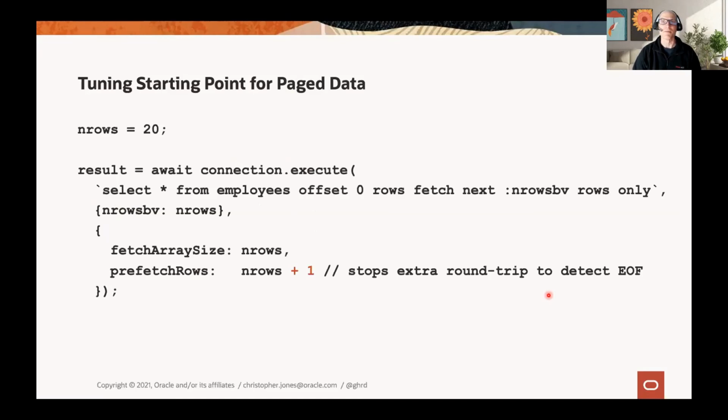An interesting case, though, is if you are paging data. So if you know you only want to get 20 rows back, then do this trick. Set fetch array size to the number of rows you know you're going to get back, and prefetch rows to 1 greater than that. And that's, again, this internal implementation stops an extra round trip to detect end of fetch.